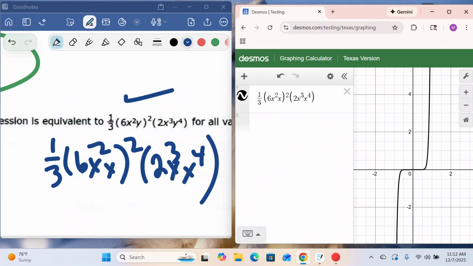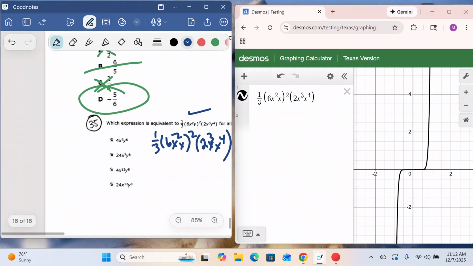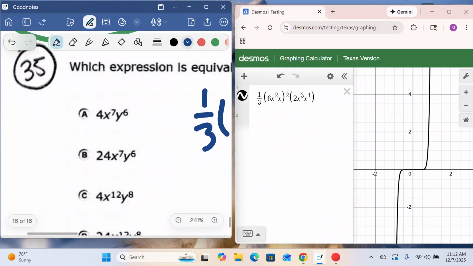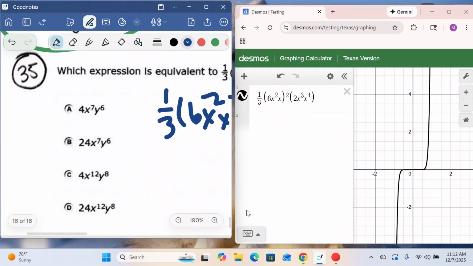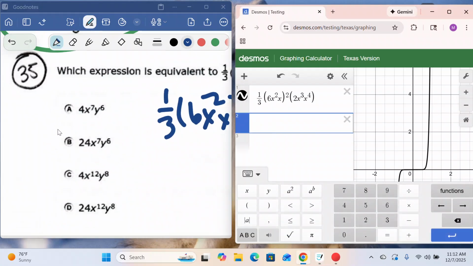So then I have my graph here. What I'm going to do is change all these to x's and find out which one is the correct answer. And remember, for it to be equivalent, they have to be the same graph.